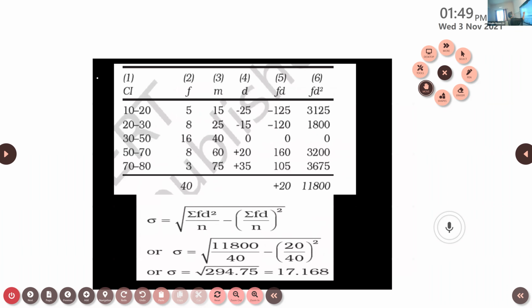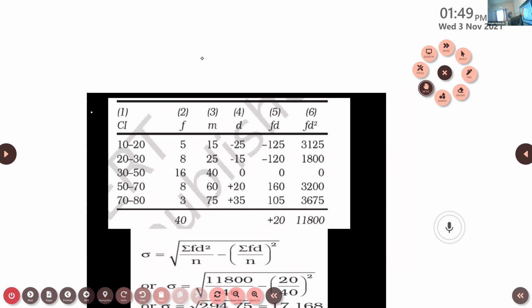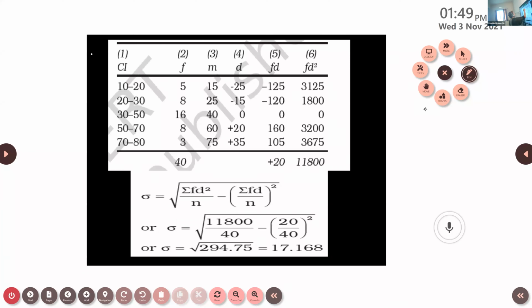This will be the question. And here, whatever is given after this, you have to find. Okay. So first thing, you have to find M, the mid value of each class interval. And we are assuming 40 as the assumed mean.